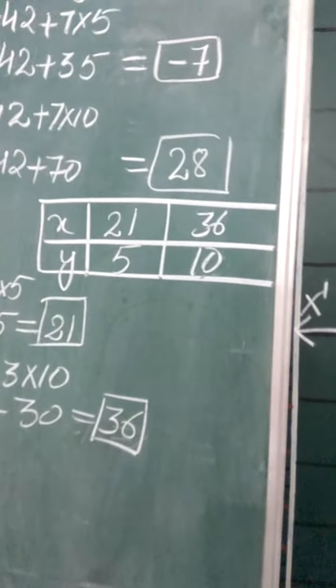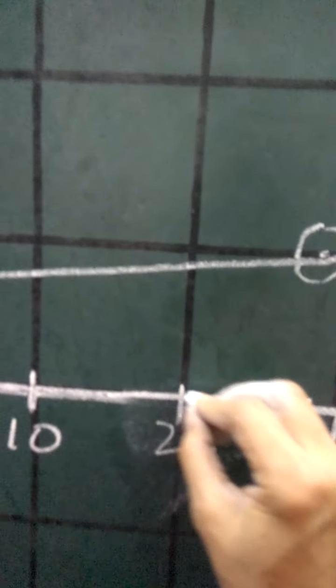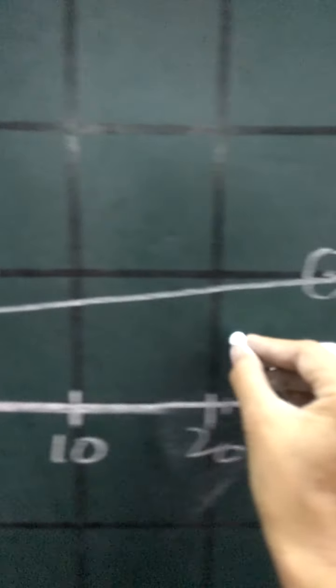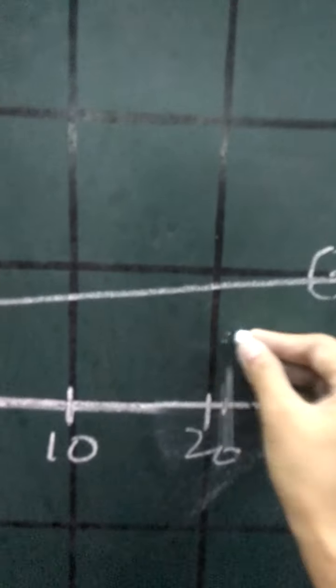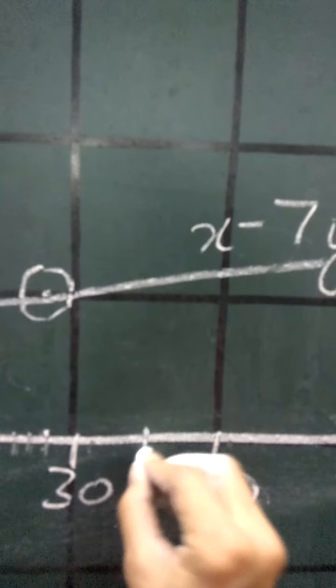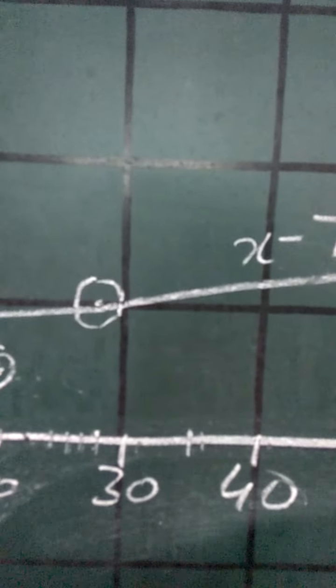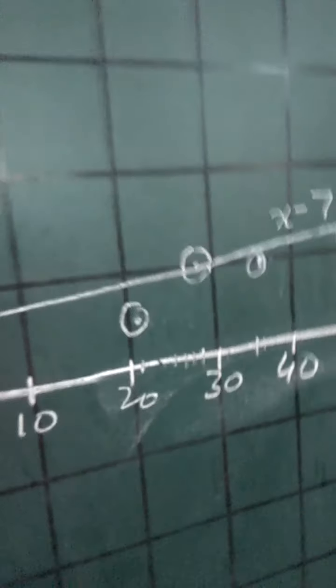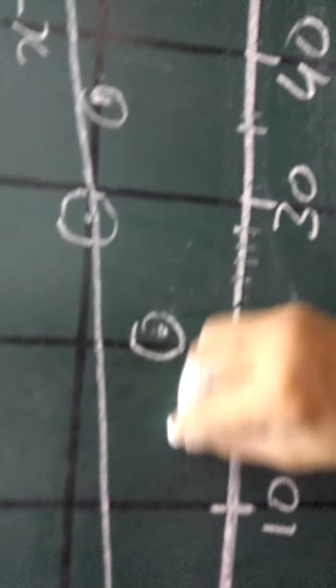Now let us plot the second line. x is 21, y is 5. x 21 next to 20 and y is 5 lying between this. So here we'll mark this point. This is the point. And x is 36, second solution, y is 10. x is 36, so this is 35. Next to 35 we'll get 36 and y is 10. So here we'll get this point. So again using the scale, join these 2 points.